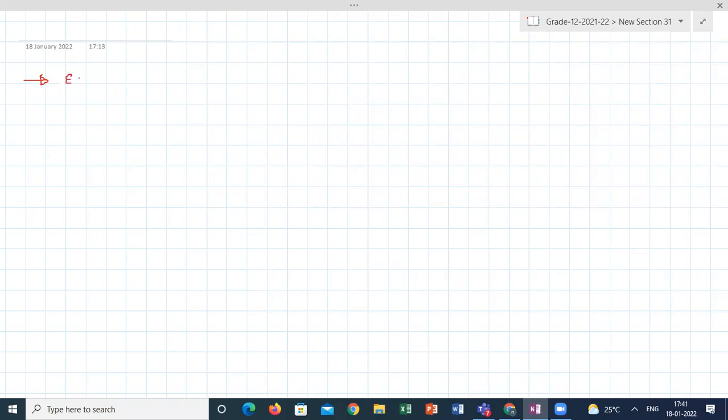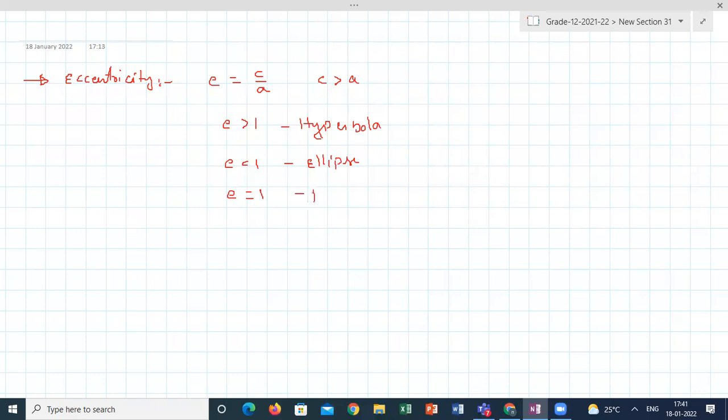Next one is eccentricity. Same like ellipse, here eccentricity is the ratio of c by a. So here c is greater than a, so your eccentricity is greater than 1 for hyperbola. Eccentricity is less than 1 for ellipse. Eccentricity is equal to 1 for parabola, but we won't discuss parabola.